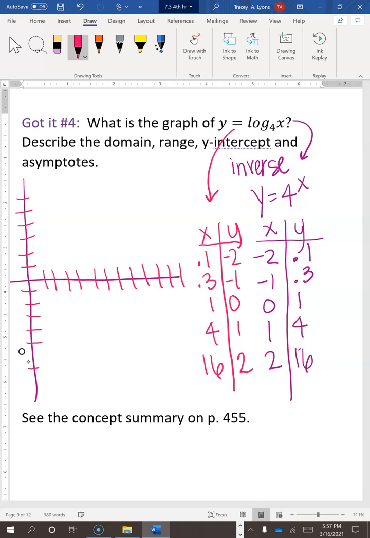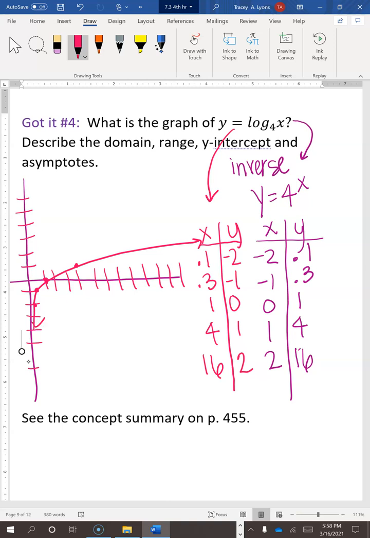All right, so point 1 is at -2. So super close to that y-axis. Point 3 is at -1. 1 is at 0. 4 is at 1. And 16 is at 2. So I think I only got to 12. So I'm going to just draw it in like this. Okay, it'll look kind of like that.